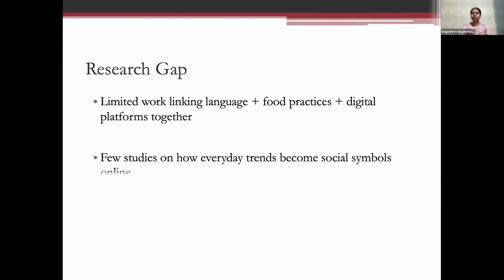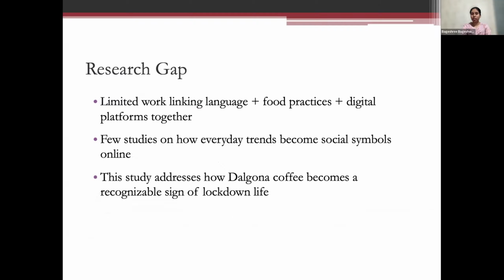So through this literature review, I came to understand the research gap: there has been work in each field separately, but there is very limited work which links all the concepts together, like language, food practices, and digital platforms. And there are also very few studies on how everyday trends become social symbols online. So that's why the present study addresses how Dalgona coffee, which was one of the main trends during lockdown, became a recognizable sign of that lockdown later on.